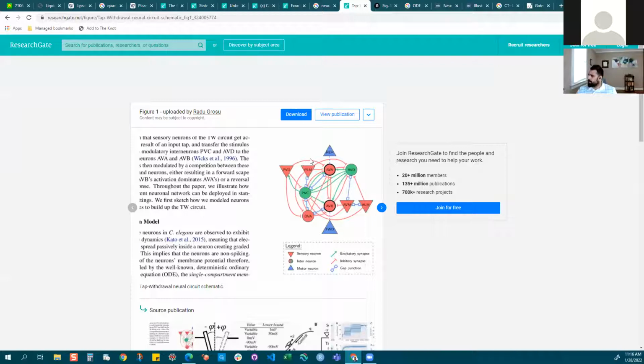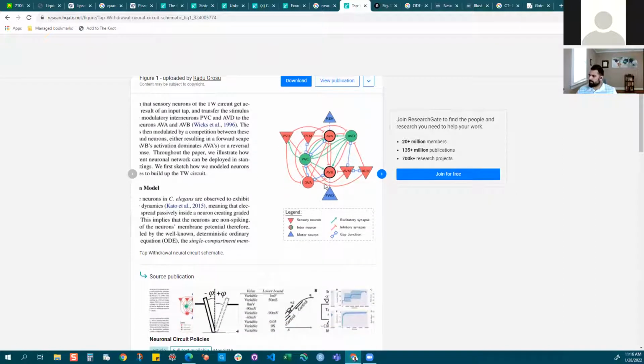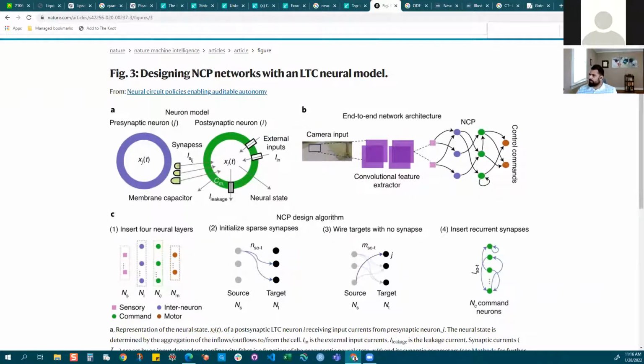Another thing they talk about in this paper is neural circuit policies, and I'm going to discuss in a little bit more detail what neural circuit policy is. But what it is, it is a neural network that causal structure has been applied to it. We have directed graphs and undirected graphs. We have directed edges and undirected edges, which show causality between the nodes and different variables in the graph. This is another example of NCP networks within the structure of liquid time constant neural models.